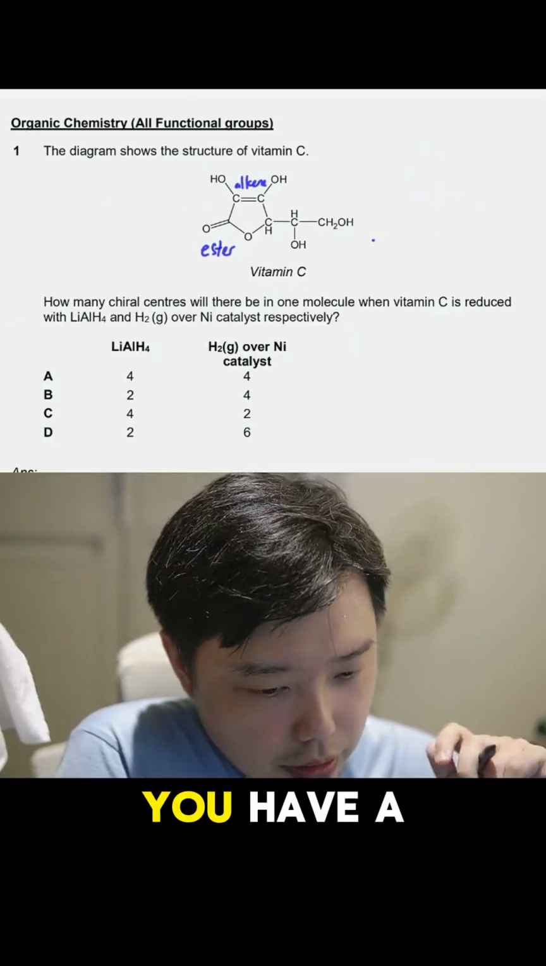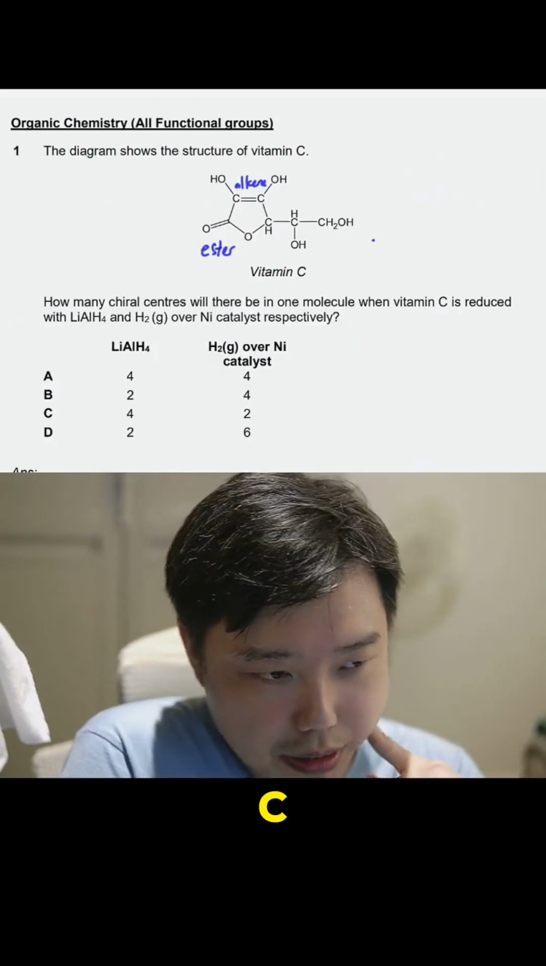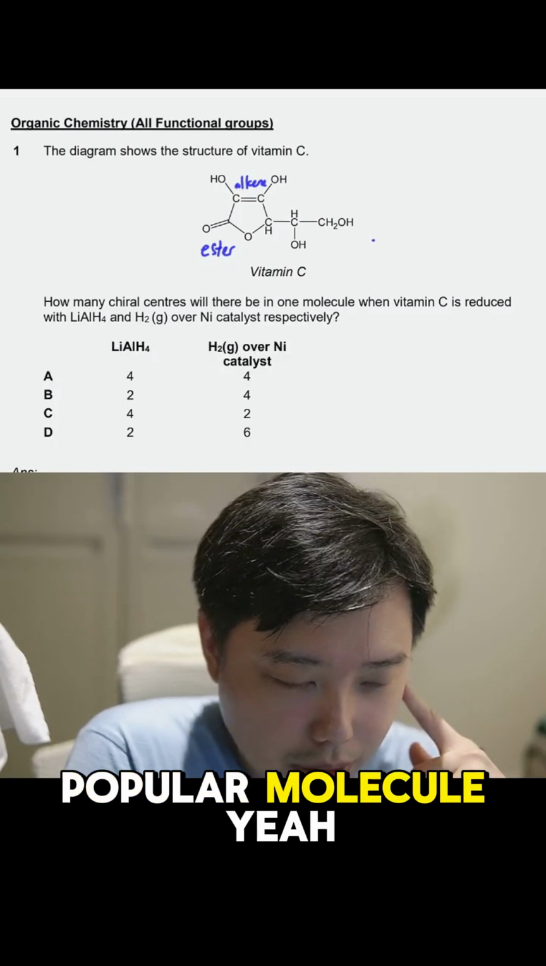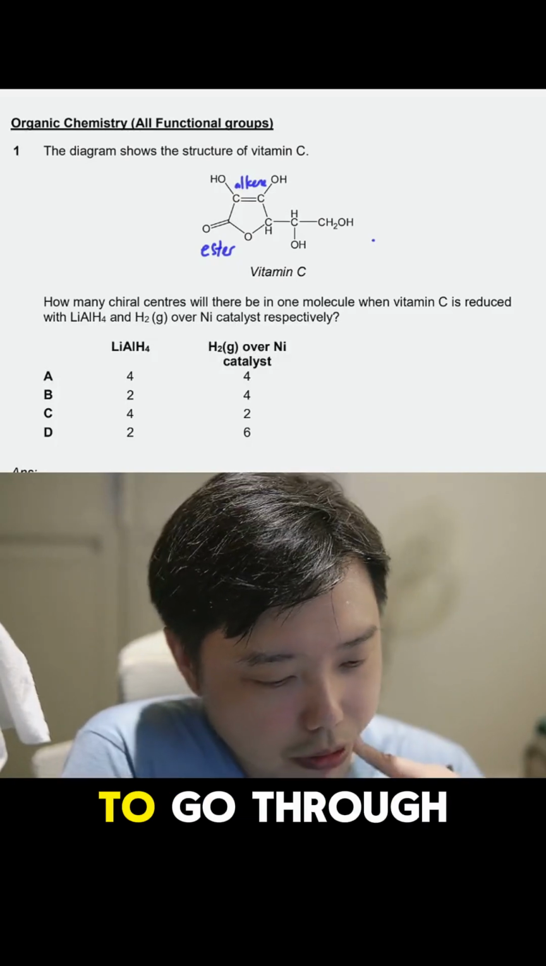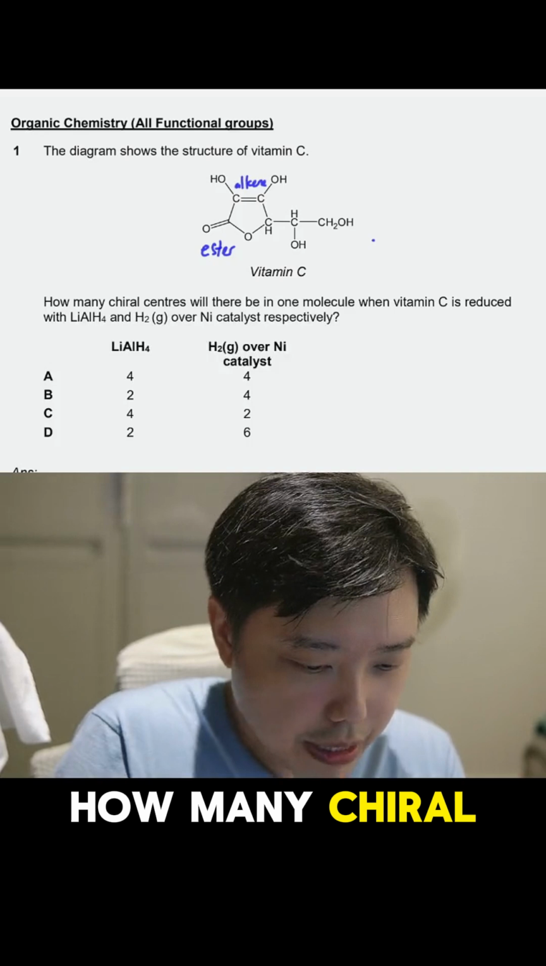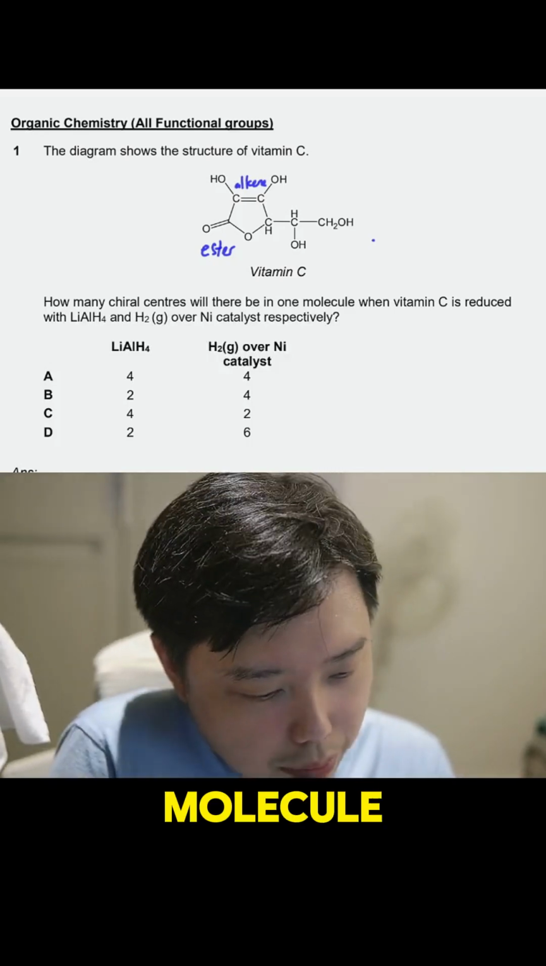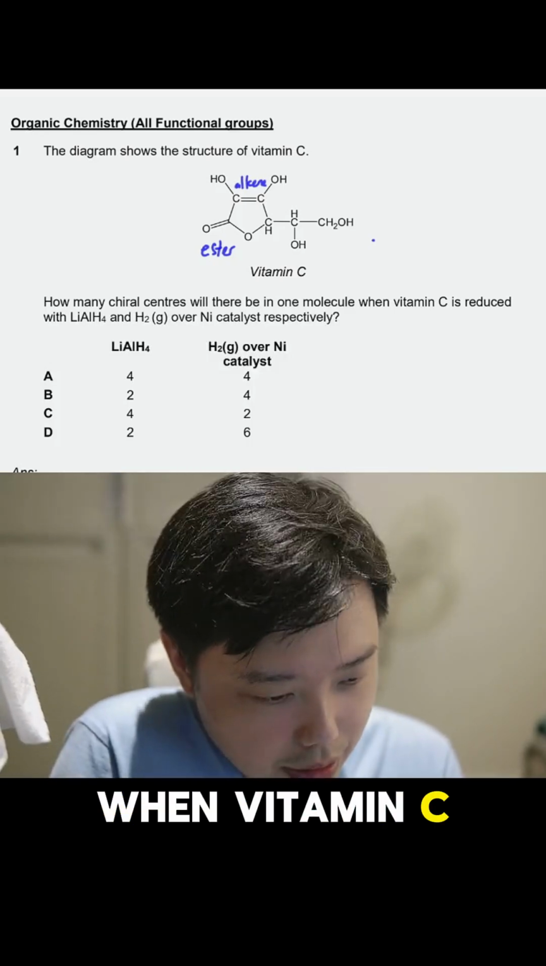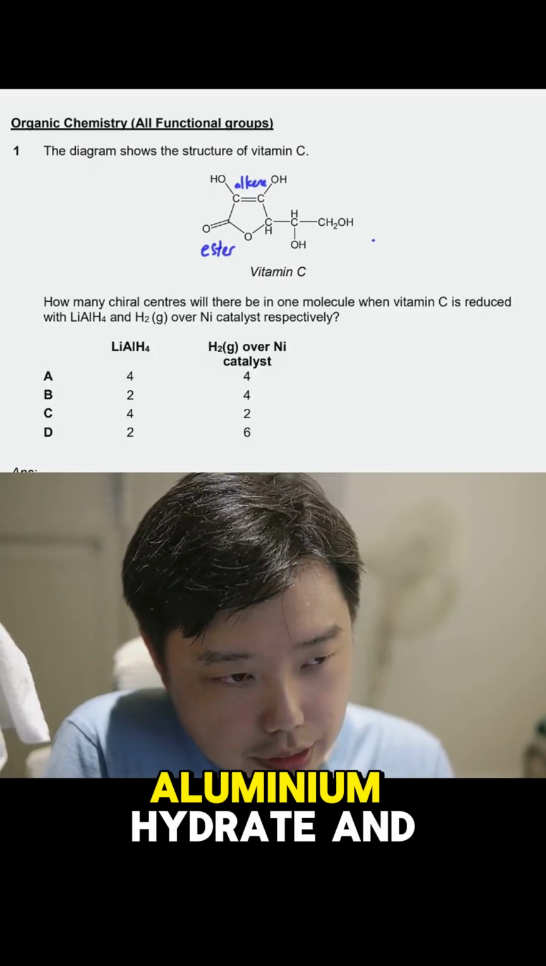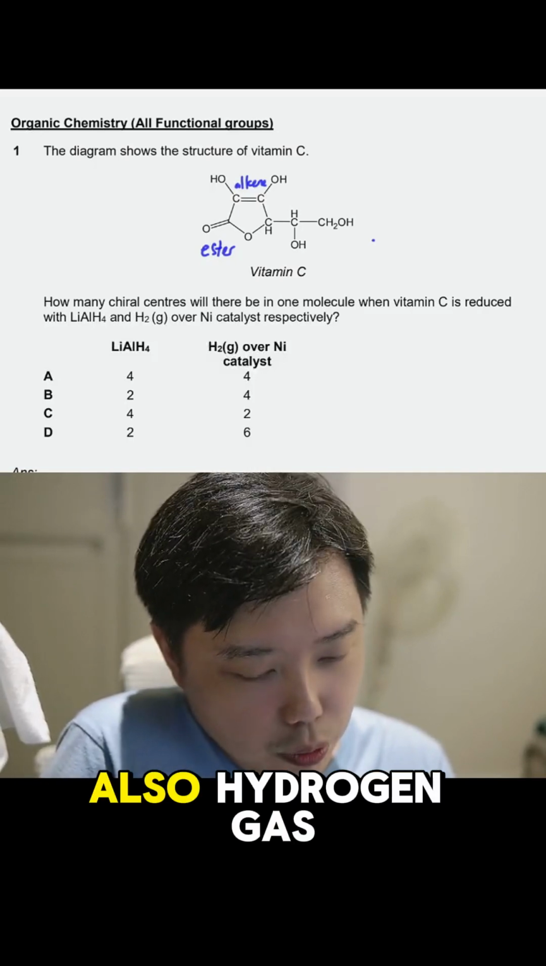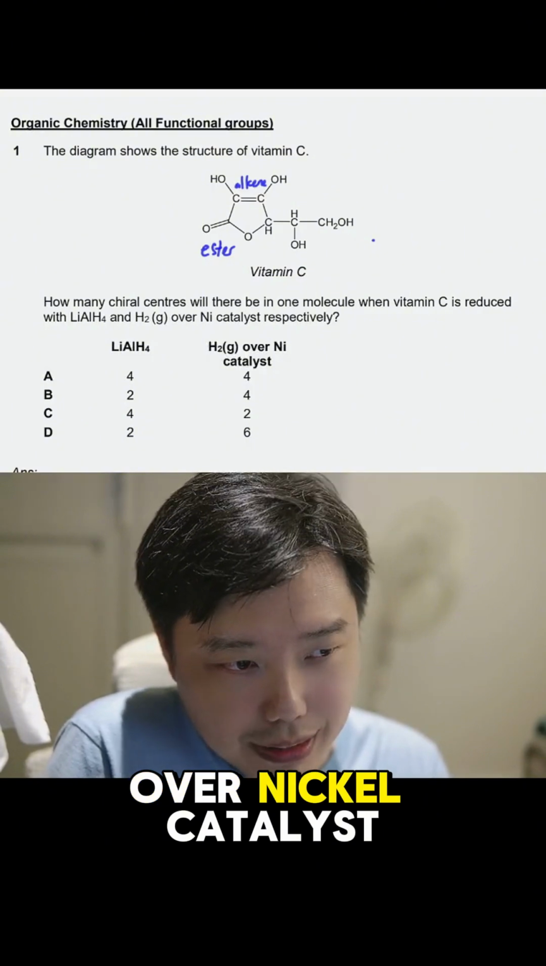Okay, first question, you have a diagram showing vitamin C. Actually, vitamin C is quite a popular molecule, yeah? A popular molecule to go through. How many chiral centers will there be in one molecule when vitamin C is reduced with lithium aluminium hydride and also hydrogen gas over nickel catalyst?